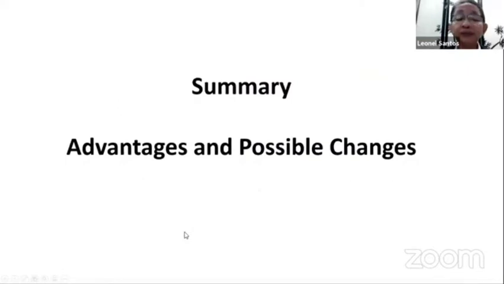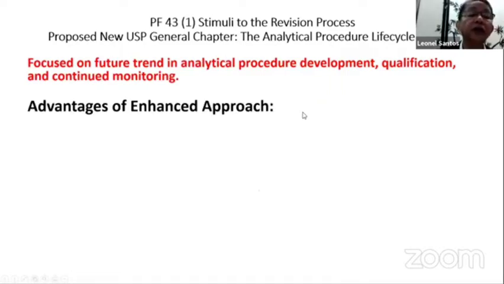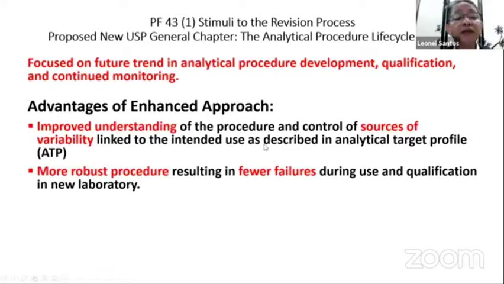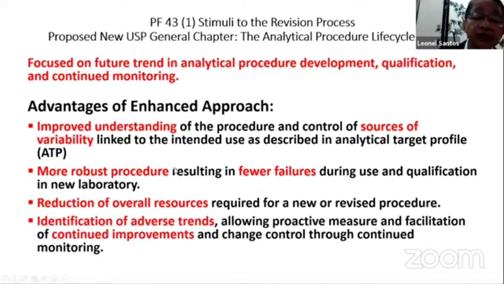with these requirements. So in summary, this new proposed general chapter is focused on the future trend of the analytical procedure development and quantitation and continued monitoring. So advantages of this approach, again, is to have an improved understanding of the procedure and control the sources of variability. It will produce a more robust procedure. There will be a reduction of overall resources that is required to revise the procedure, and also identification of any adverse trend and continued improvements.